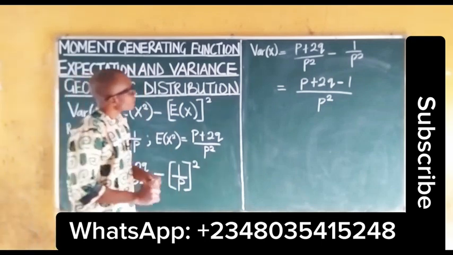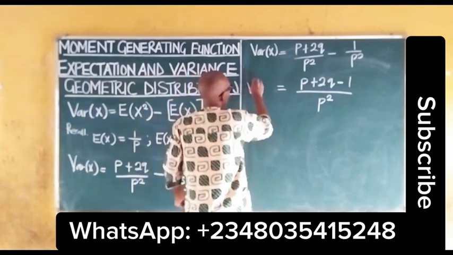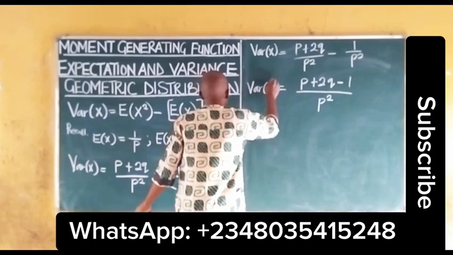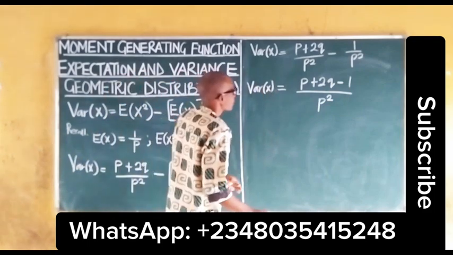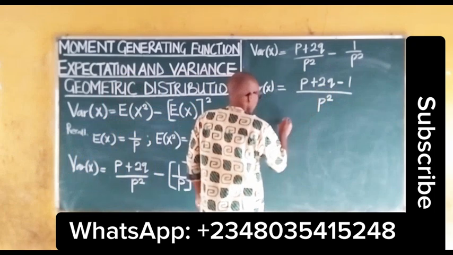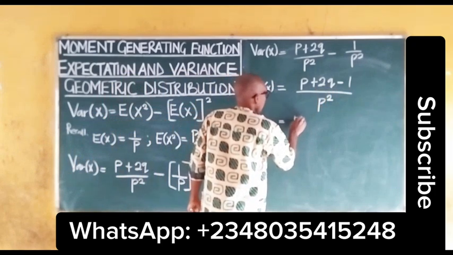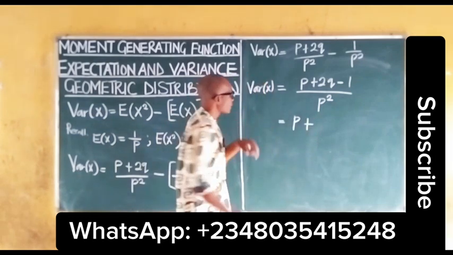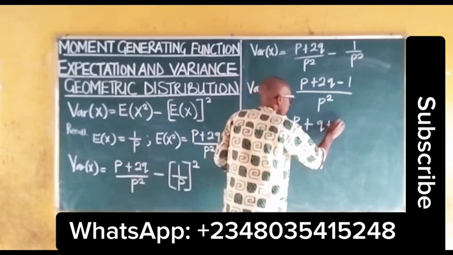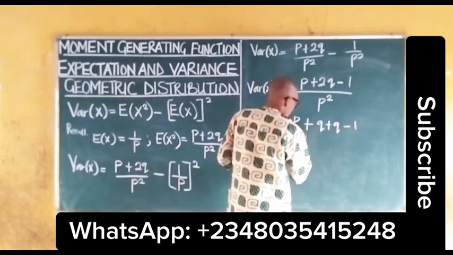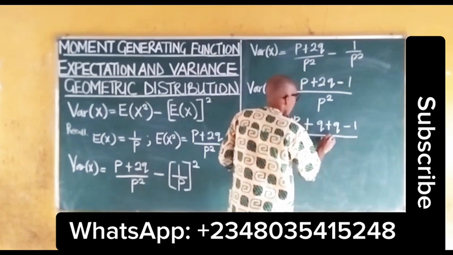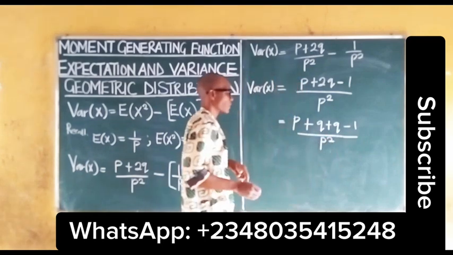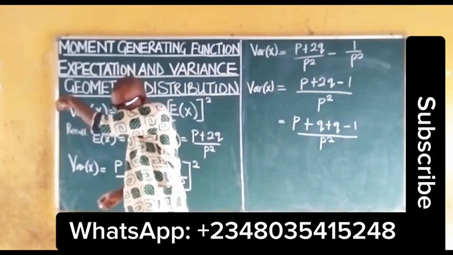So what do we do next? Of course, this is our variance. What do we do next? We can open this to say p plus 2q can give us p plus q plus q minus 1. Nothing has changed. All over p squared.